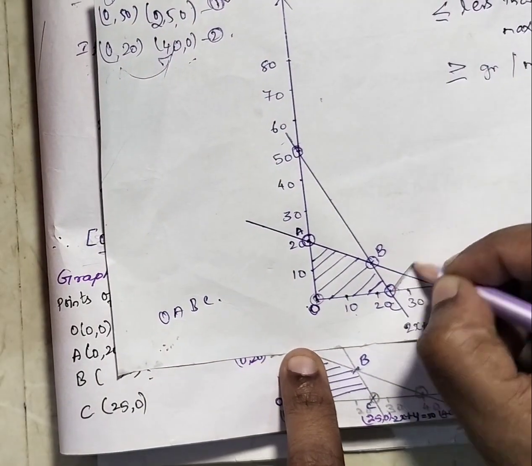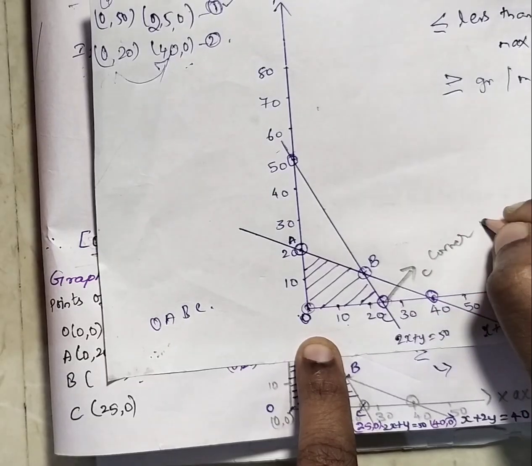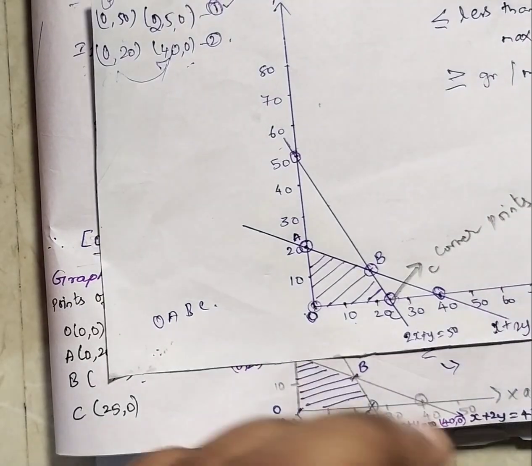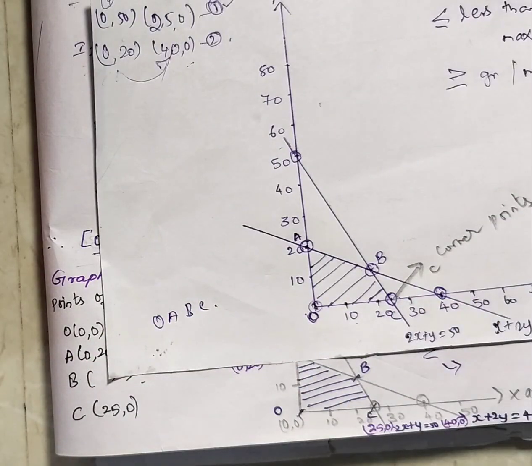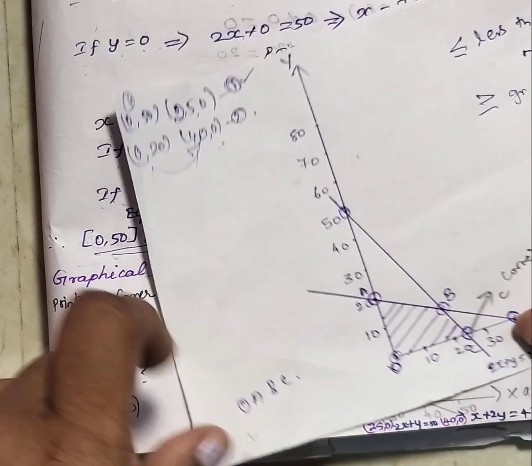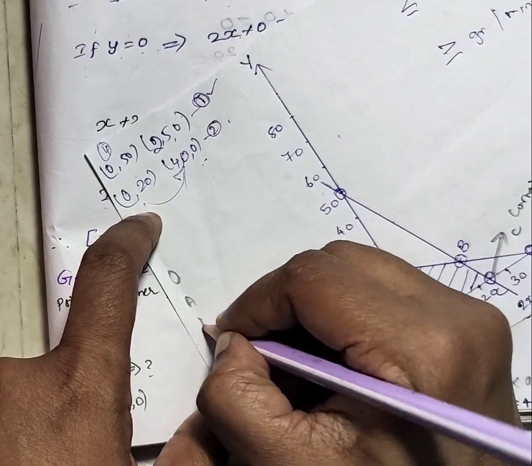These are our corner points. So there are four corner points, and that's why this is called the corner point method. We are getting four corners: O, A, B, C.